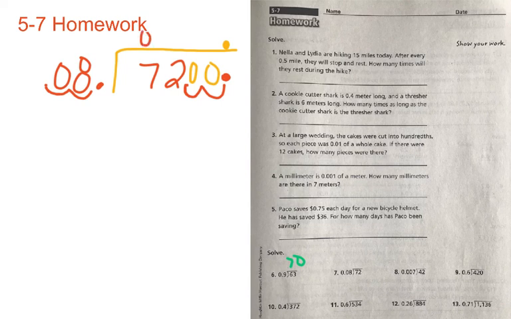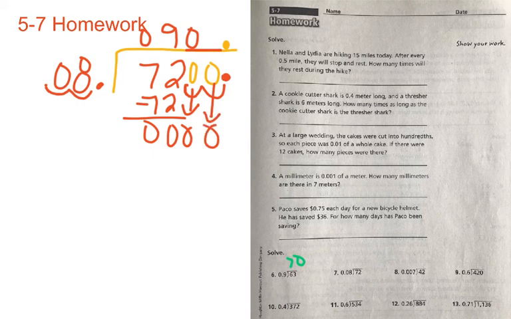8 cannot go into 7 because it is larger. 8 can go into 72. 8 times 9 is equal to 72. And so I can go ahead and subtract. 2 minus 2 is 0, 7 minus 7 is 0. Now, I still have blank spaces here above those zeros, and those are going to fill in with zeros, but I'm going to go ahead and do this all the way through. I'm going to bring down my 0. 8 can go into 0, 0 times. Now I'm going to bring down my other 0. 8 can go into 0, 0 times. So your answer here is going to be 900.